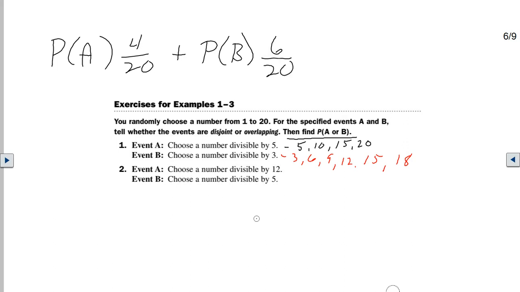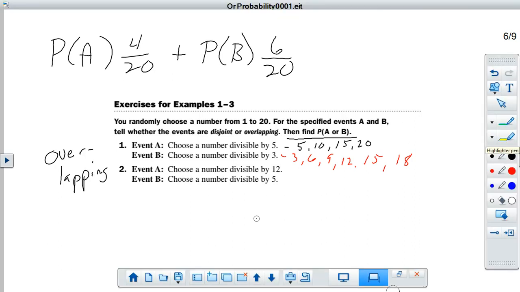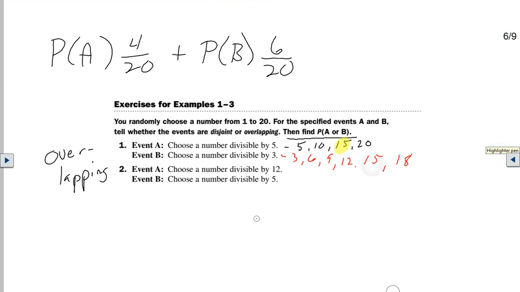Now, this one we have to keep going. Again, these are overlapping events, because we've got some things that occur twice. If I take a look, the number 15 appears in both lists. So if I count 4 and then I count 6, I'm really counting the 15 twice, and I only need to count it once. So what I need to do is subtract one of those.